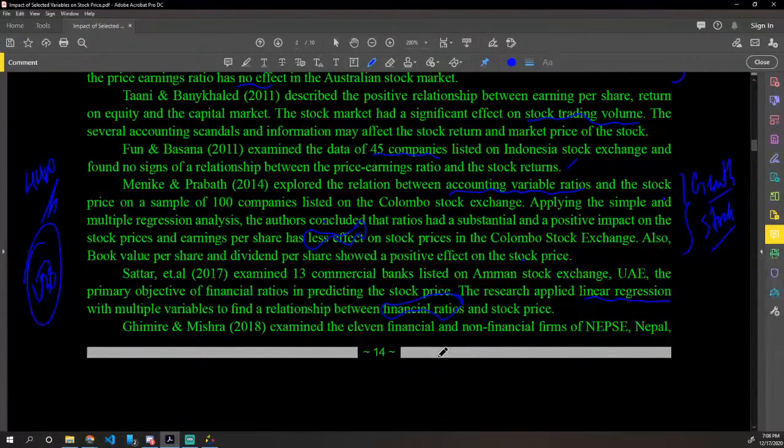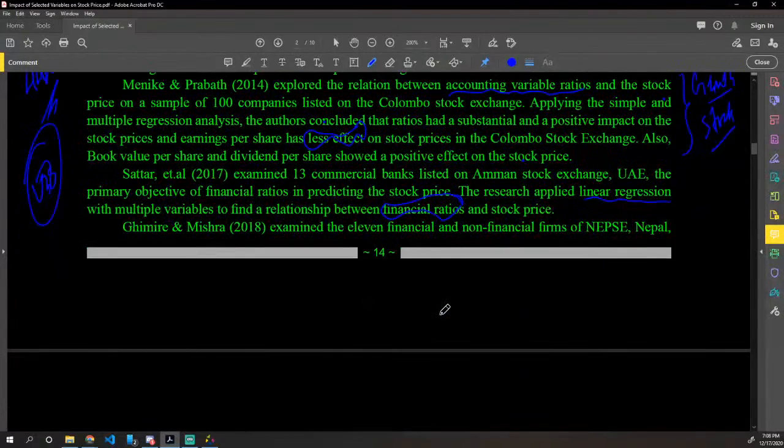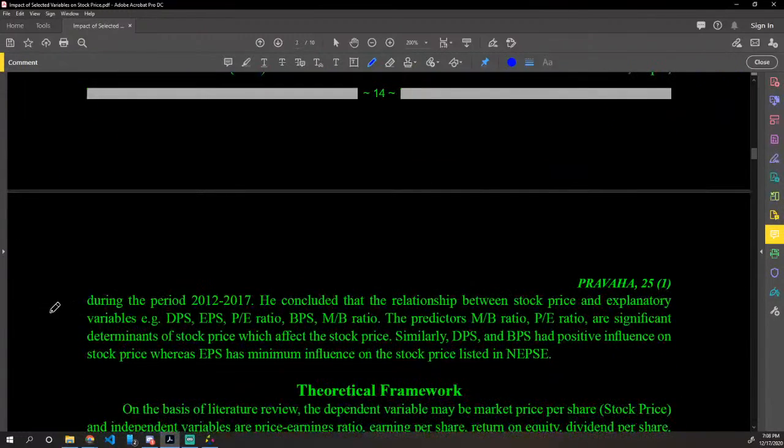And then after that, examine the 11 financial and non-financial firms of Nepal. Financial and non-financial. Okay, so financial could be banks and institutions, right? Other institutions, and then others could be like trading. During the period, they calculate the relationship between stock price and explanatory variables such as DPS, EPS, PE, BPS, MPA. Market price divided by book value, I think that's what it is.